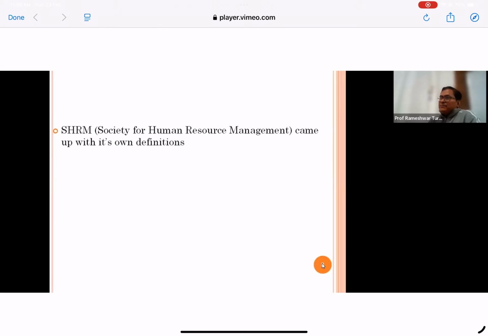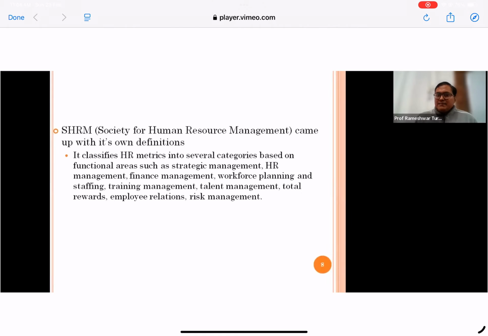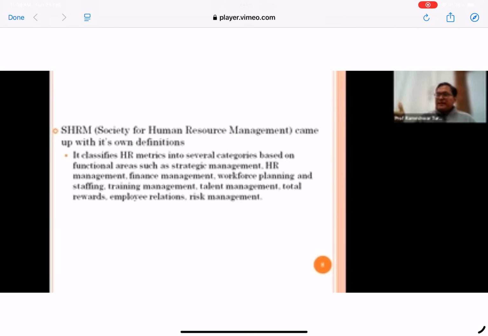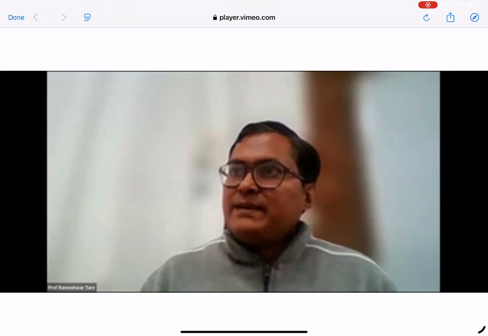There is another very popular professional body in the USA called the Society for Human Resource Management, SHRM. They come up with their own definitions of HR metrics. It classifies HR metrics into several categories, basically 8 categories. Some they call strategic management metrics. All are HR related, but with an inclination towards strategy. HR management, finance management, workforce planning and staffing, training management, talent management, total reward related metrics, employee relation related metrics, risk management related metrics.